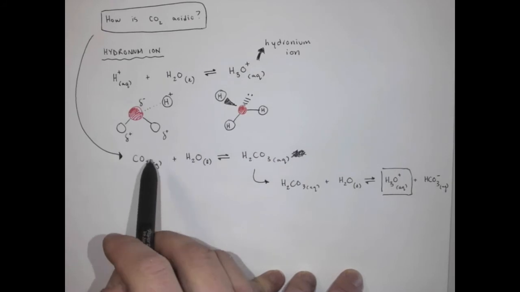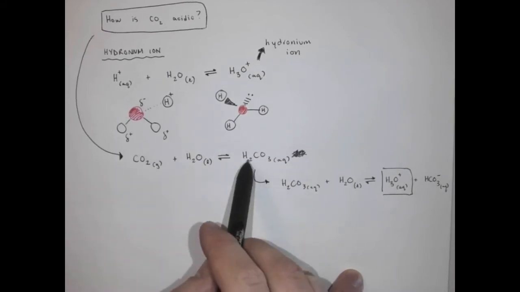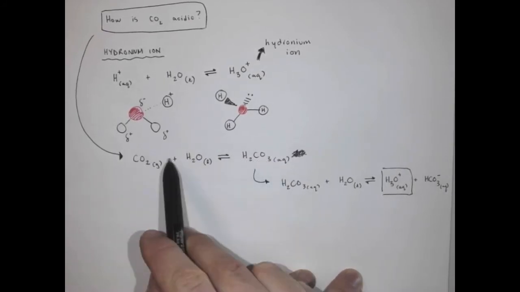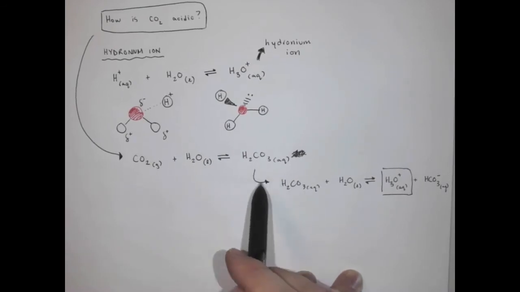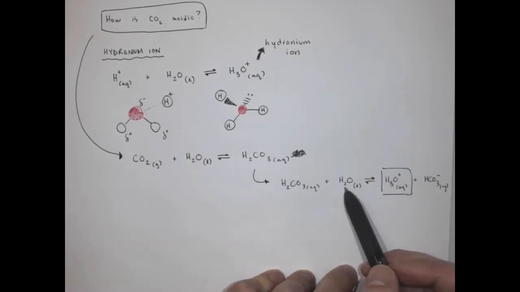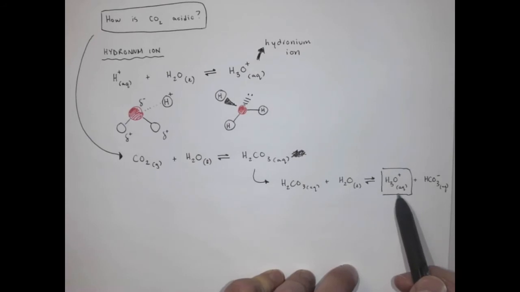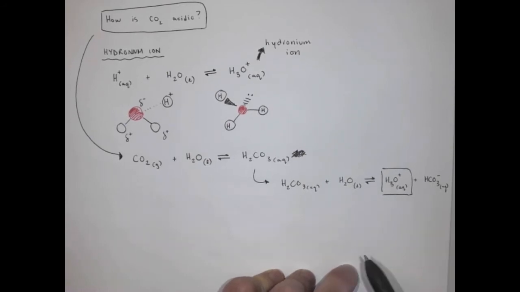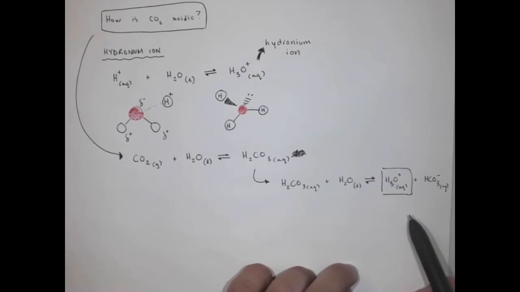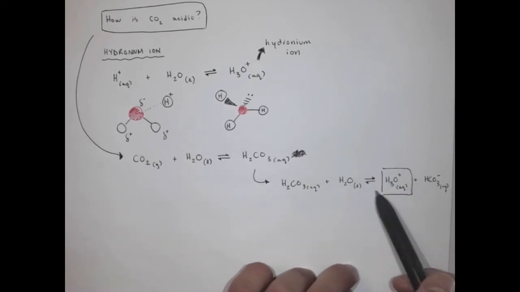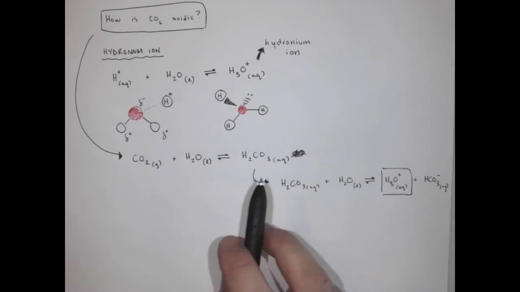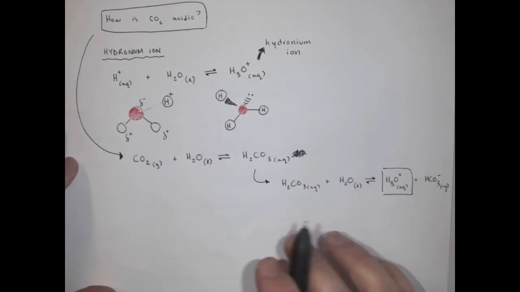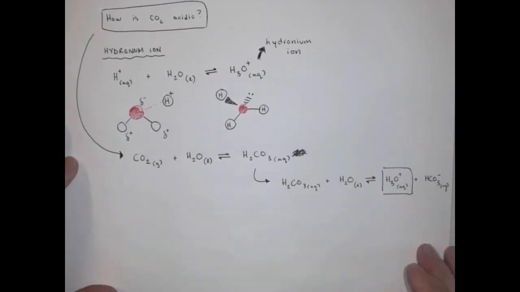So if we put some CO2 in water, it'll react to form carbonic acid. Carbonic acid then in turn reacts with water to produce hydronium ions, and this is called the hydrogen carbonate ion. Okay, so that's one of the reasons why carbon dioxide is acidic. So what modification do we need to make to the theory?